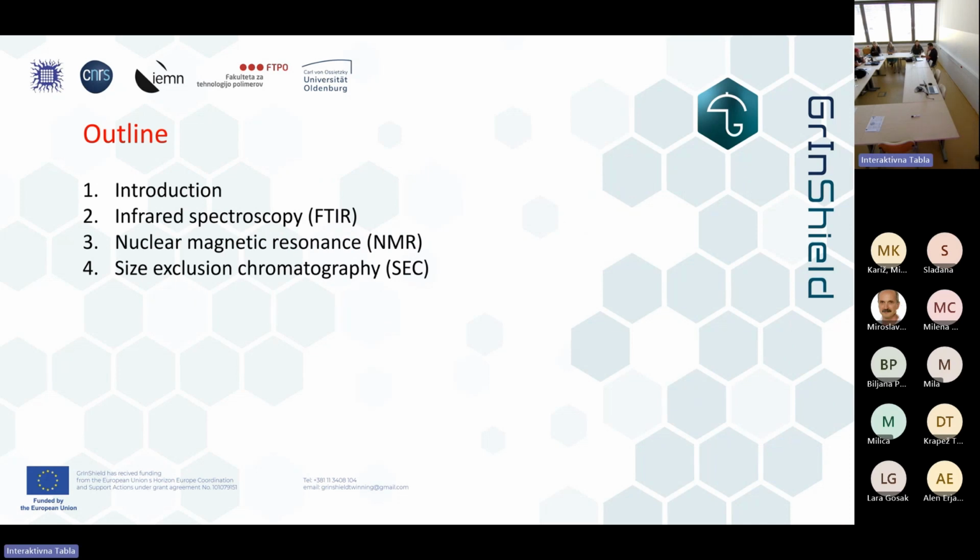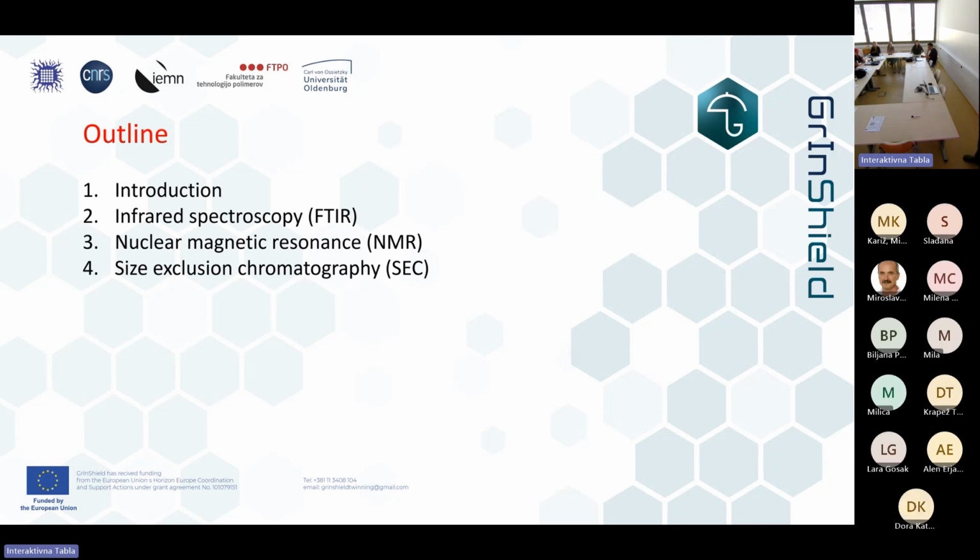So first, some introduction on why it is important, then I will say a few words about infrared spectroscopy, nuclear magnetic resonance, and size exclusion chromatography. These are, I think, the three most important techniques, which are sometimes also used in combination. By using, for example, size exclusion chromatography, or chromatography generally, or nuclear magnetic resonance, we can really get deep insight into the polymer structure.